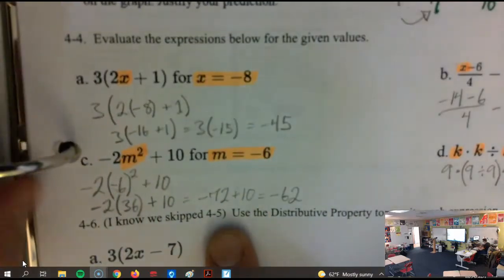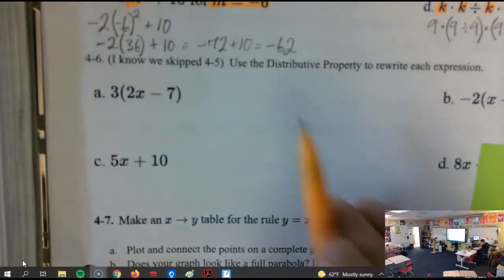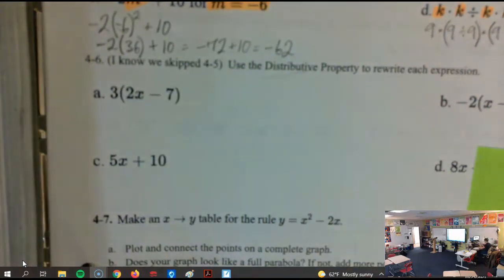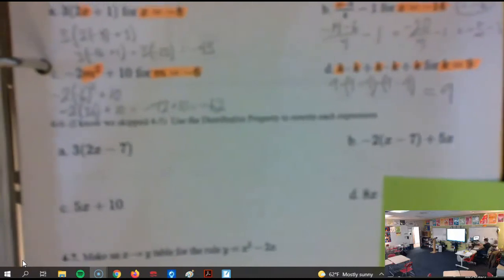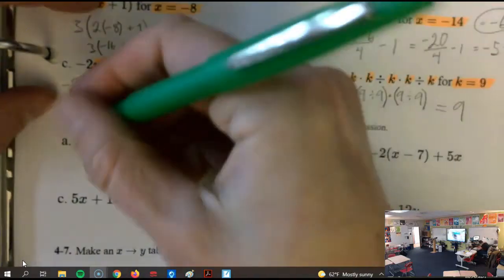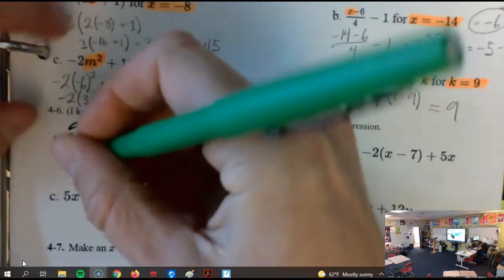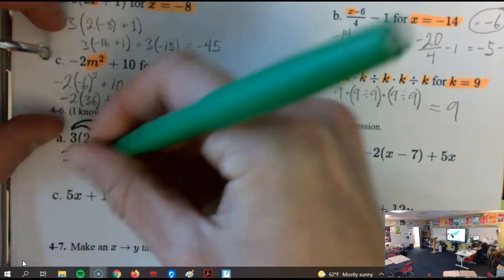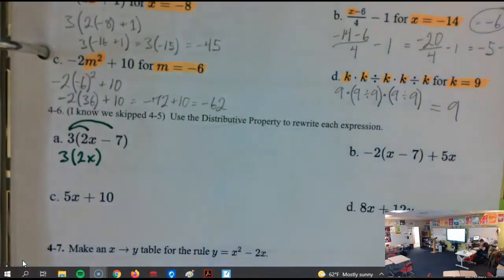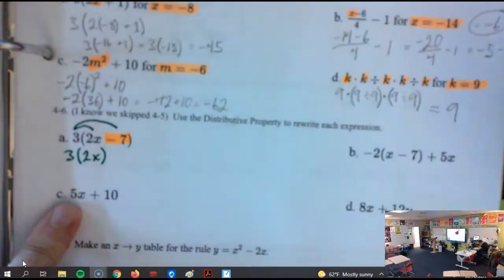I am aware that we skipped 4-5. It's a spacing thing. So now this is not having us evaluate. It's just having us distribute and rewrite. Wait, let me do the for C. A trick of mine. But it's negative 62. For the- Yep.